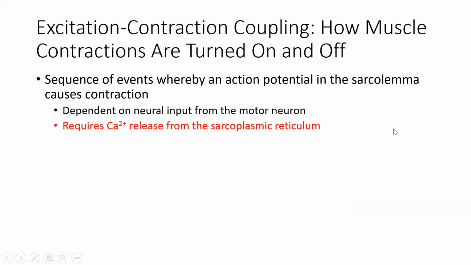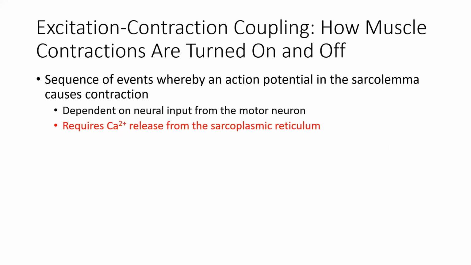Okay, so excitation contraction coupling is how we use calcium to regulate this process. It's a sequence of events where an action potential arrives at the muscle membrane, the sarcolemma, and that eventually results in contraction. This is going to depend on the motor neuron, so the innervation coming from the motor neuron, that whole series of events at the neuromuscular junction, along with the release of calcium from the sarcoplasmic reticulum. We talked about this, the unique name for some of the organelles in muscle.